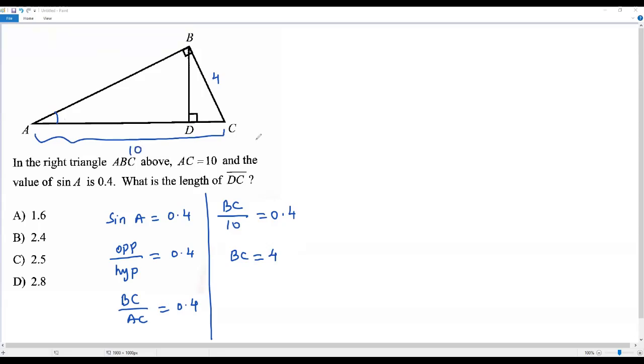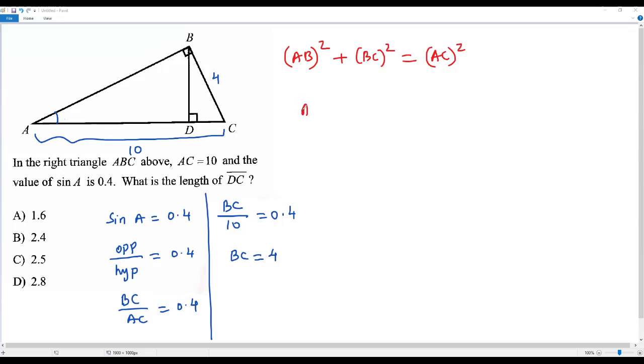Now, in this right triangle ABC, I am going to use the Pythagorean theorem to get the length of the side AB. According to the Pythagorean theorem, the sum of the squares of the two legs of a right triangle is equal to the square of the hypotenuse. We know that AC is the hypotenuse because it is opposite to the right angle at the vertex B. So the remaining two legs are AB and BC. Now let me square the two legs AB and BC and add them. That is AB squared plus BC squared, equal to the square of the hypotenuse, that is AC squared.